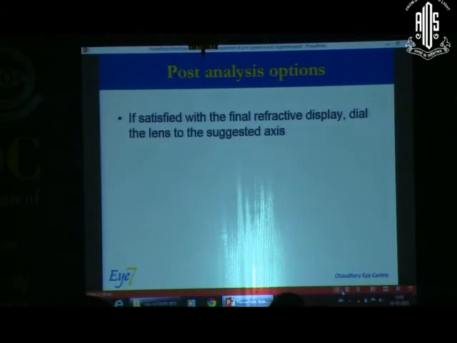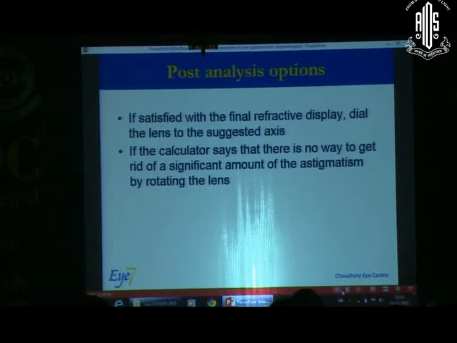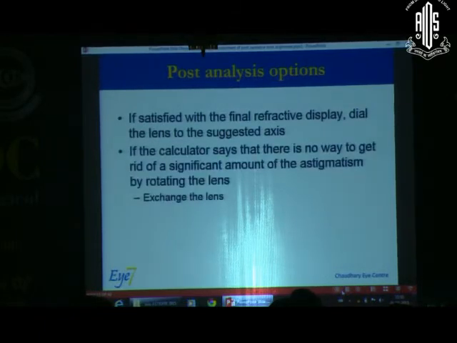Okay. Now, what happens? What are the post-analysis options? If you are satisfied, go ahead and change it. But many a times you find that the calculator gives you a value with which you are not satisfied. It says the residual is still so high. It says 0.75 or 1. Even the best dialing cannot correct it. So then you have to think, should I go in for dialing? Or should I go in for alternative options like change the lens to another lens? Or should I go for a laser correction? So now you can evaluate before and decide what do I want to do with this patient. Dialing or no dialing.